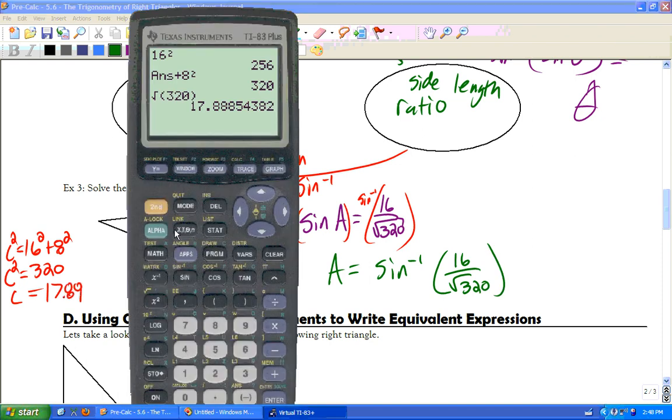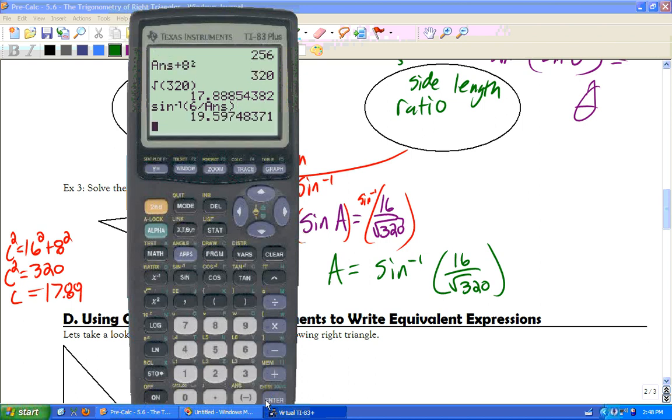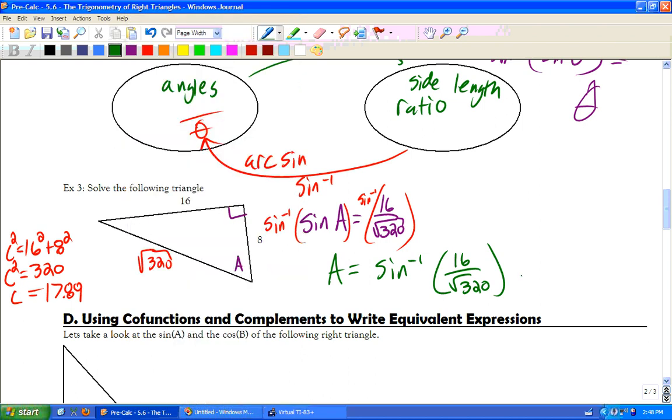We can type that into our calculator. I'll hit second sine inverse of 16 divided by, I got the square root of 320 as my answer, so I can hit second answer. And it'll come up to 19.6. That means that our angle is 19.6 degrees. Once I've got that, I can come up with my other solution by taking 180 minus 90, which gives me 90. 90 minus 19.6 is going to give me 70.4 degrees. At that point, I have my triangle solved, and I'm done with the problem.